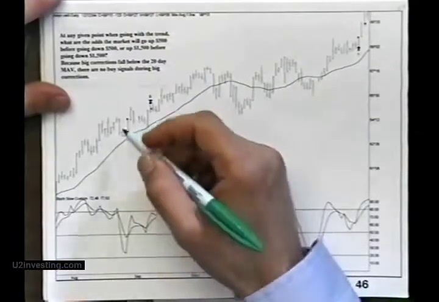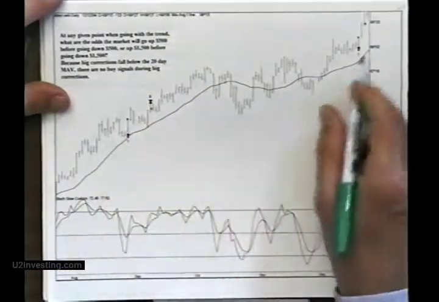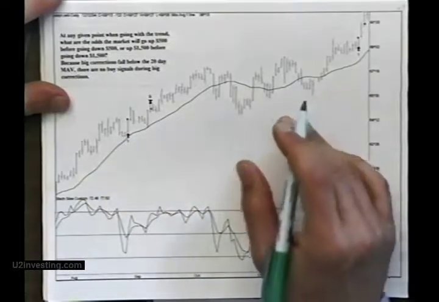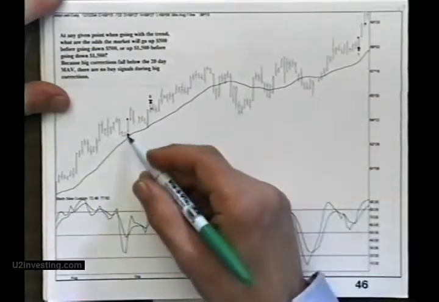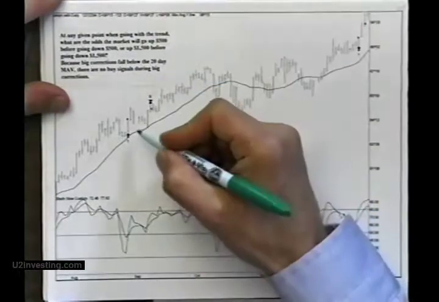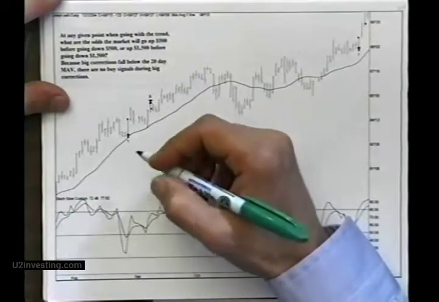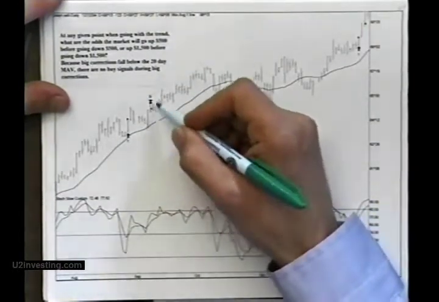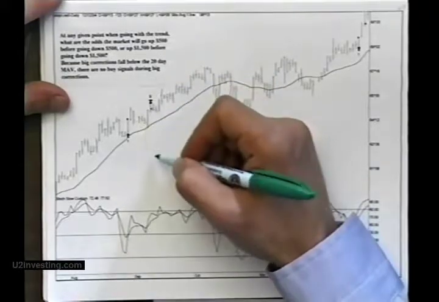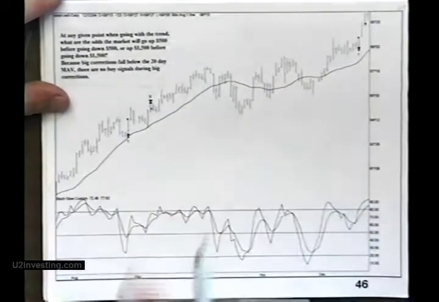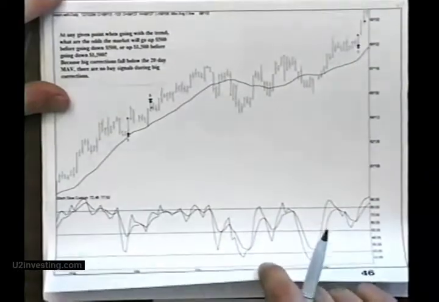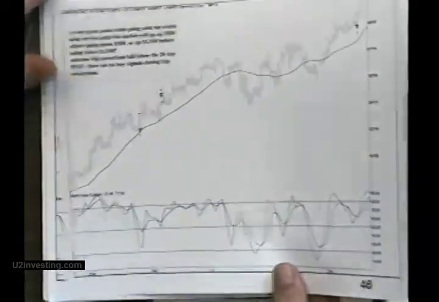Here's a question. At any given point that you enter this market or any market, what are the odds that the market will go up $500 before going down $500, or what are the odds that it will go up $1,500 before going down $1,500? We're going to answer that question in a moment by giving you some long-term test results.